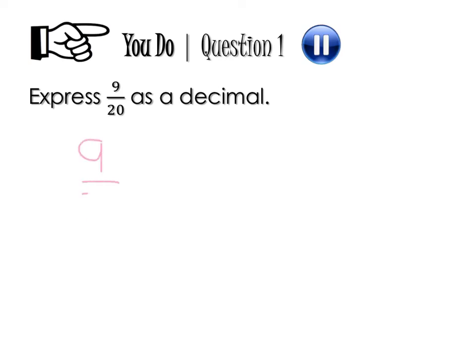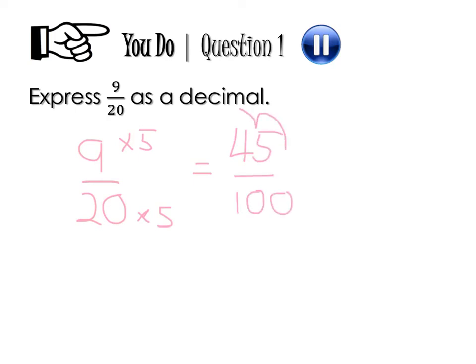9 over 20. I want to express it as a decimal. 20, I can't convert it to 10. I can only convert it to 100 by multiplying by 5. So 9 times 5 will give me 45. 20 times 5 will give me 100. So 2 decimal places, jump by 2 places. So that will give me 0.45. So 45 over 100 is the same as 0.45. So 9 over 20 is equal to 0.45. Did you get it correct?